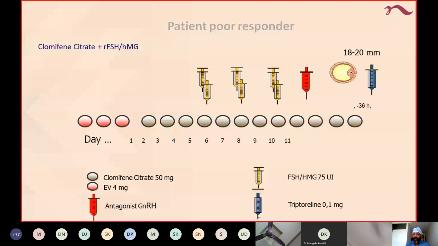So it's not every day. Around day 6 you start, not initially. Injections can be started late, day 6, day 8, day 10, like that. Then you can add an antagonist when the follicle size becomes around 14 millimeter, and then you trigger with hCG and go ahead. So this is a minimal stimulation program wherein you use fewer drugs, lower dosage of drugs, and the quality of eggs will be good.